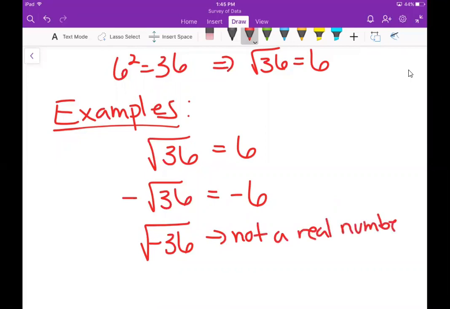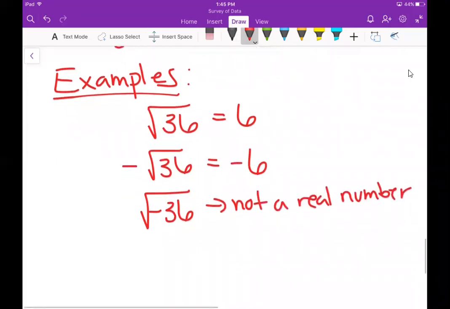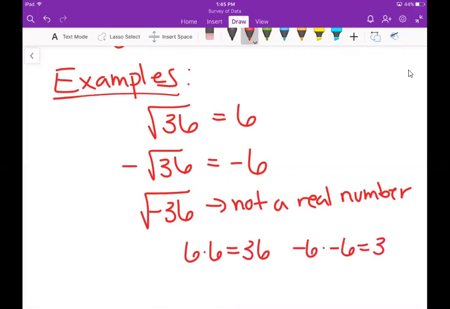And the reason for that is, remember what happens when we square something? If I take 6 times 6, I'm going to get 36. But if I take -6 times -6, I'll also get 36. So there's no way to square a number and get a negative number, because 2 negatives will always multiply together to be a positive. So you cannot have a negative under the square root and get an answer. If the negative is under the square root, it is not a real number.